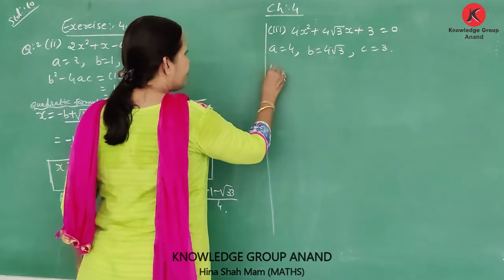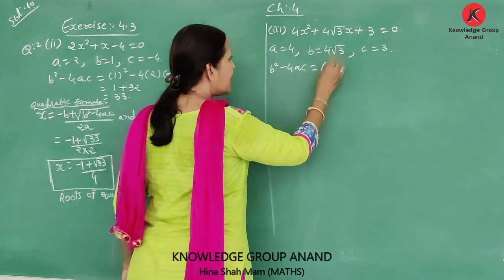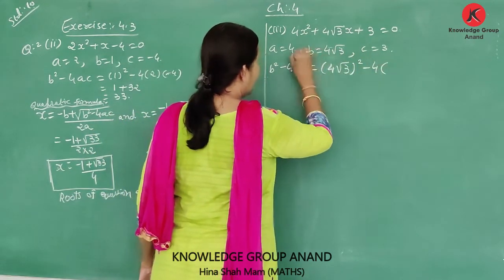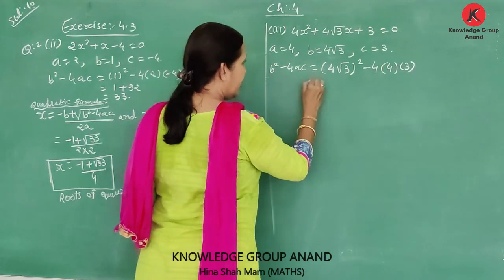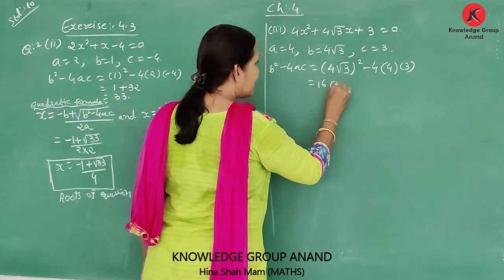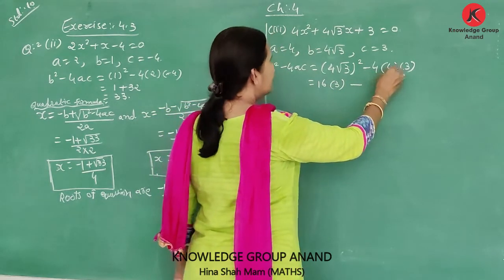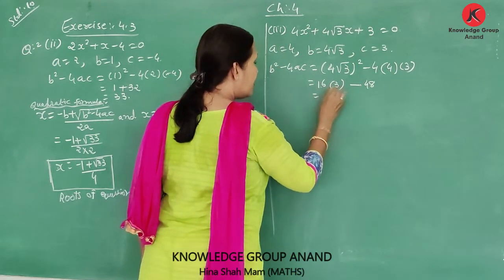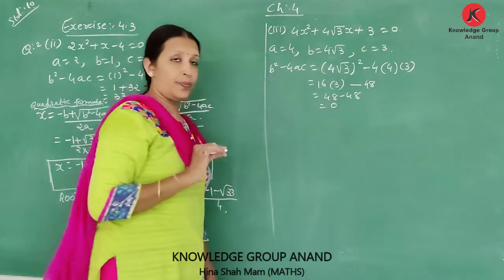Now find b square minus 4ac. What is the value of b square? 4 root 3 square minus 4, a is equal to 4, c is equal to 3. 4 square is equal to 16. Root 3 square is equal to 3. Minus 4 4s are 16, 16 3s are 48. Here 48 minus 48 equals 0.